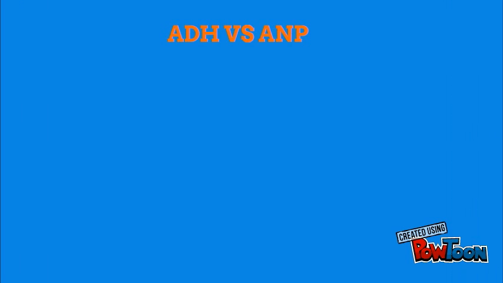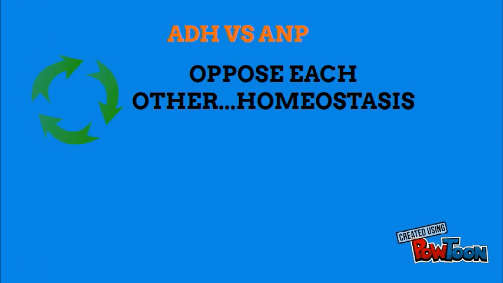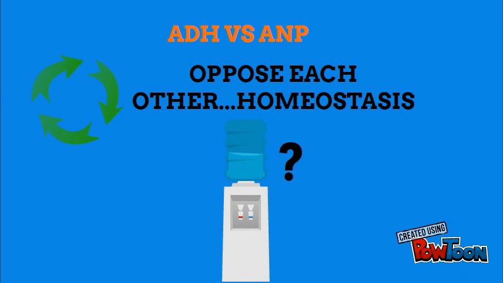Both ADH and ANP take part in negative feedback loops. They oppose each other based on how much water the body has. Because of this, both hormones help the body maintain homeostasis by keeping the volume of body water at a set point.